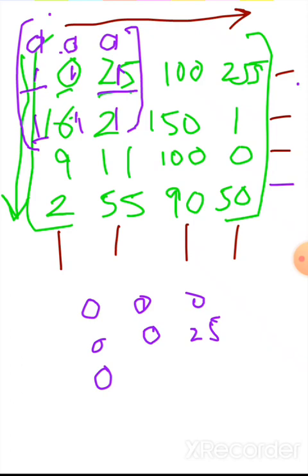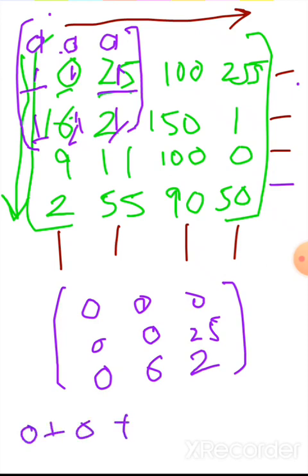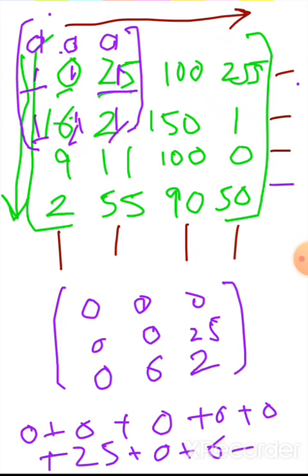And then 1 is multiplied by 6, so we shall get 6. When 1 is multiplied by 2, we shall get 2. So when the kernel was placed on the first pixel of the image, we got these values. The next step is that we shall add all these values. So 0 plus 0 plus 0 plus 0 plus 0 plus 25 plus 0 plus 6 plus 2.